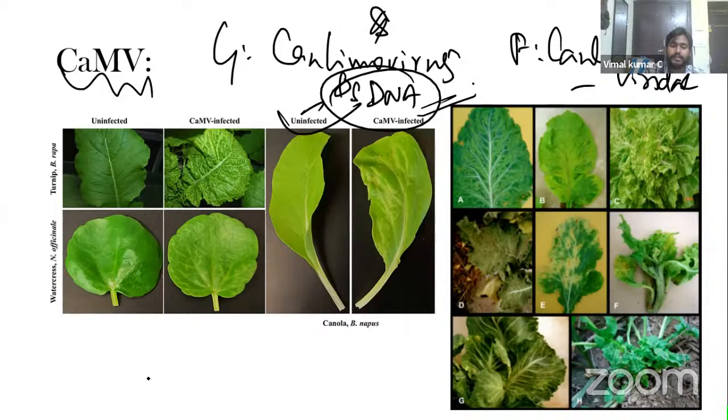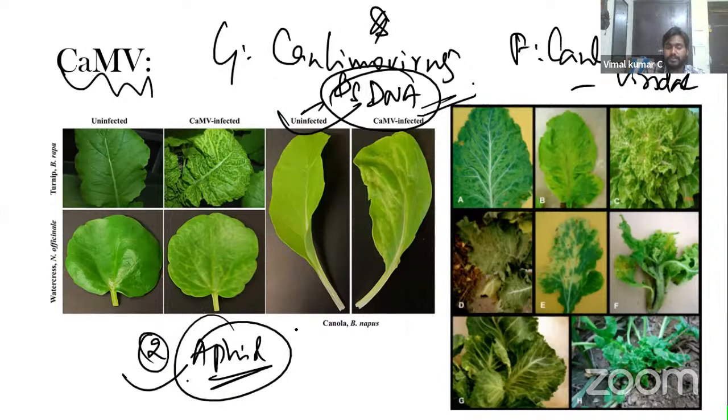It is transmitted by two types of insects. One is Myzus and another one is Aphis, right? So two genera can transmit this particular virus in a bimodal fashion. Bimodal is nothing but being either non-persistent or semi-persistent. So a single virus is transmitted in both ways. That's why it is called a bimodally transmitted virus, right?